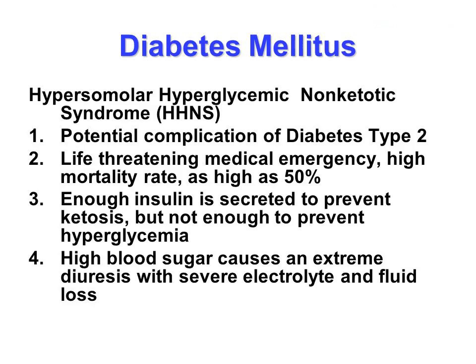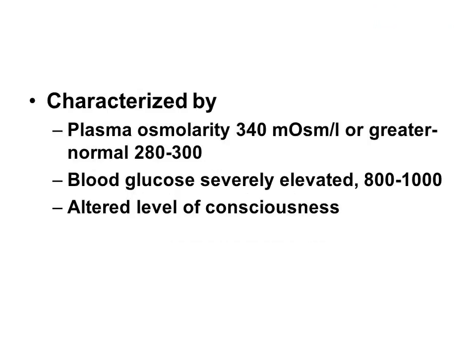Diabetes mellitus. Hyperosmolar hyperglycemic nonketotic syndrome, HHNS. 1. Potential complication of diabetes type 2. Life-threatening medical emergency, high mortality rate, as high as 50%. Enough insulin is secreted to prevent ketosis, but not enough to prevent hyperglycemia. High blood sugar causes an extreme diuresis with severe electrolyte and fluid loss. Characterized by plasma osmolarity 340 mOsm/L or greater, normal 280 to 300. Blood glucose severely elevated, 800 to 1000.